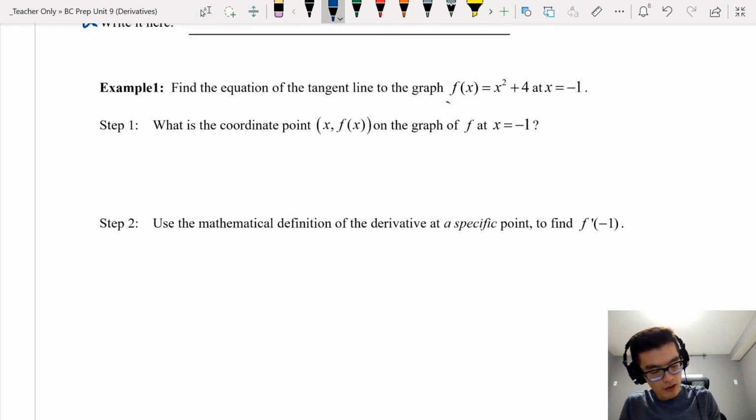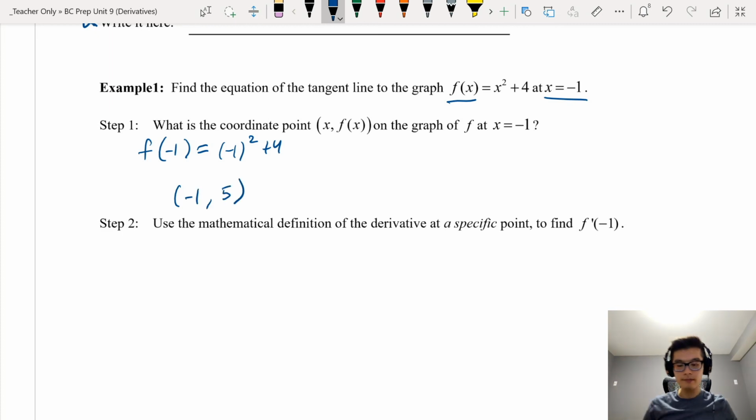We're given the function f of x. We're given x equals -1. So the first question is, what is the coordinate point for f of x? Not f prime of x, f of x. If I plug in f of -1 into the formula, you get -1 squared plus 4, which you should be able to do in your head, but roughly that gives us the coordinate -1, 5. I'm writing this in coordinate form. You can keep it in function notation. Doesn't really matter for this case, whatever helps you out.